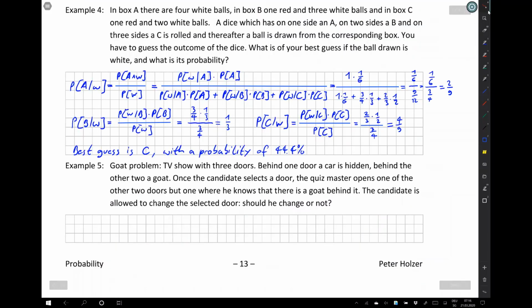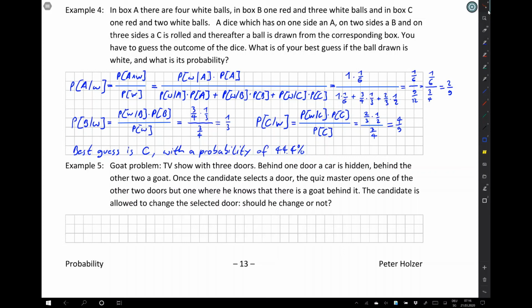44.4%. Last but not least, I want to present to you this famous goat problem here in example 5. There is a TV show with 3 doors that are closed. Behind one of the doors there is a car hidden. Behind the other 2 there are goats. Once the candidate selects a door, the quizmaster opens one of the other 2 doors, but it will be always a door where there is a goat behind. He knows where the car is, so he will for sure not open the door where the car is behind, and he will not open the door that the candidate has chosen.